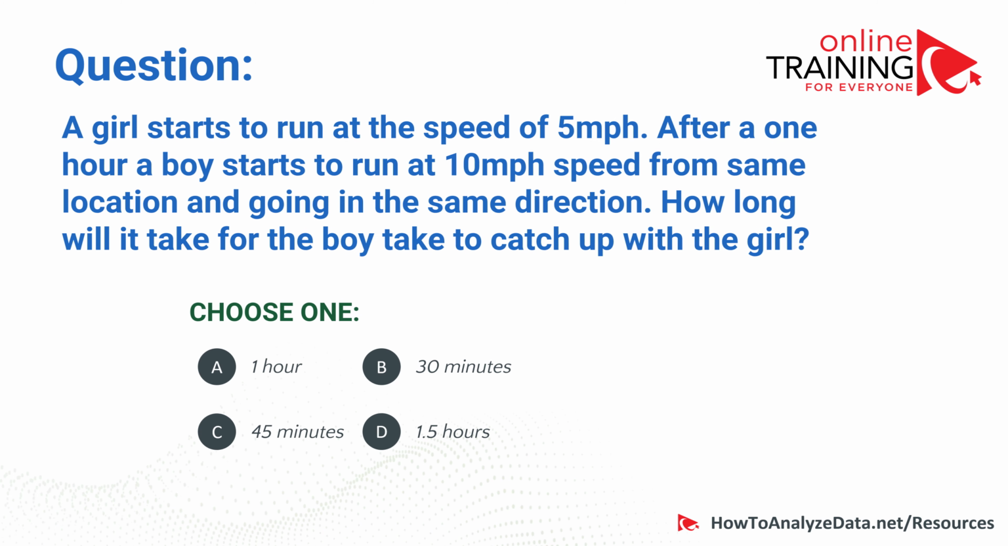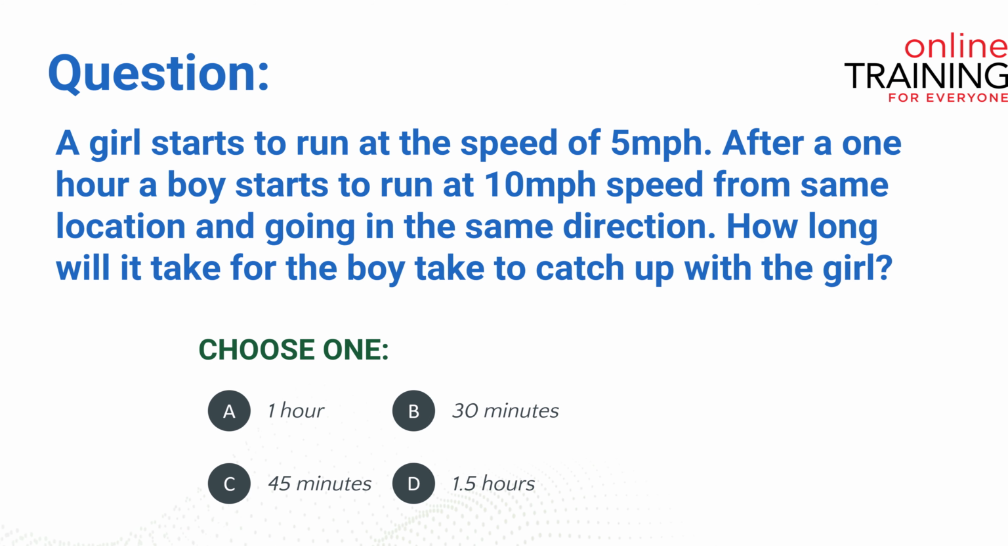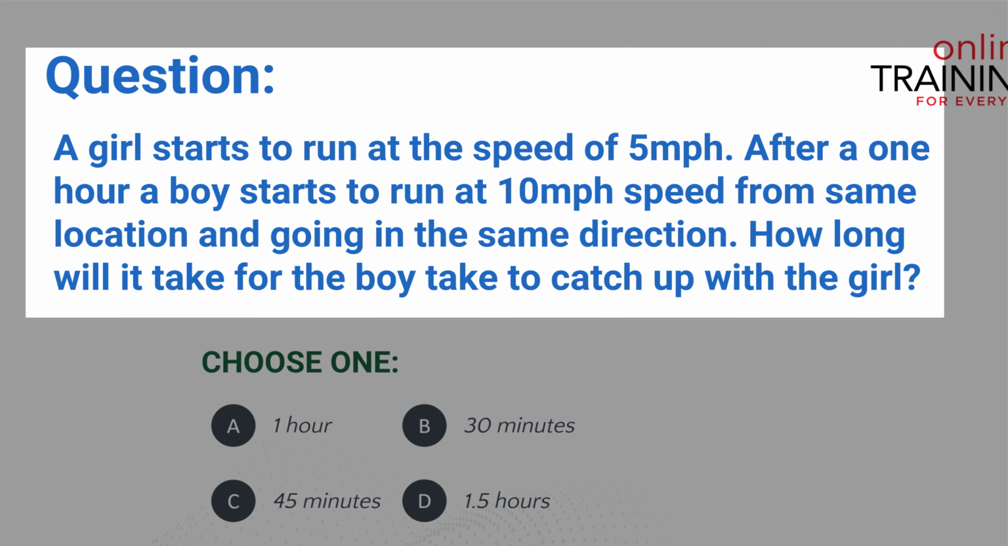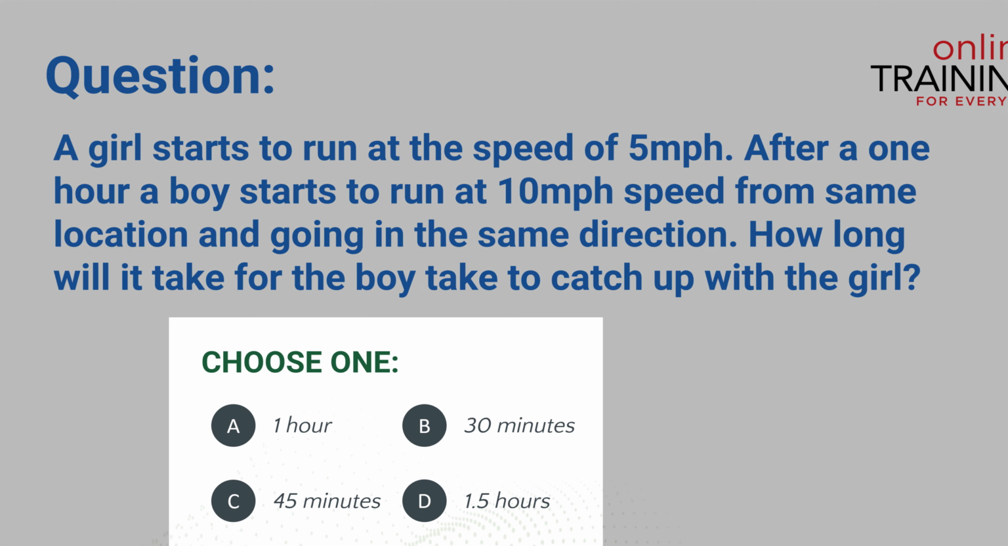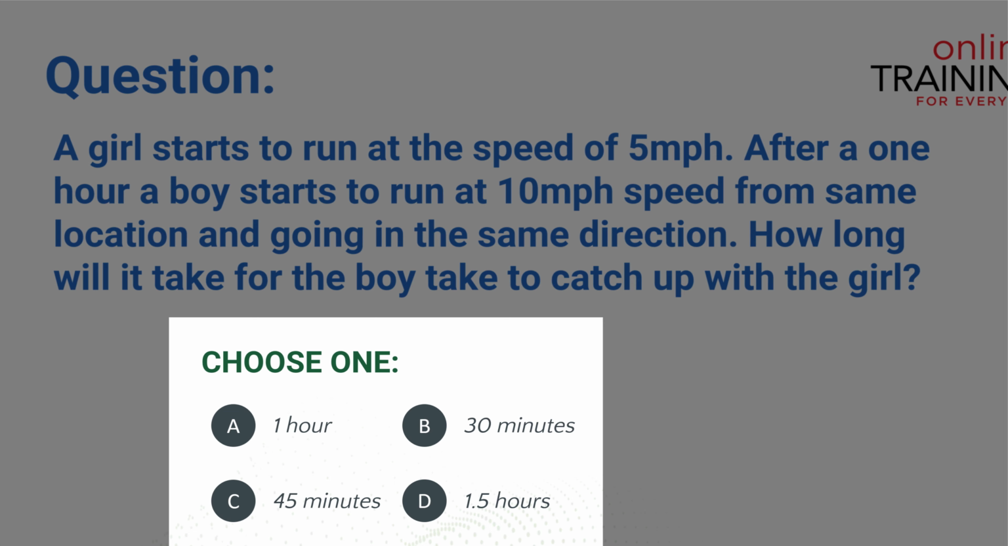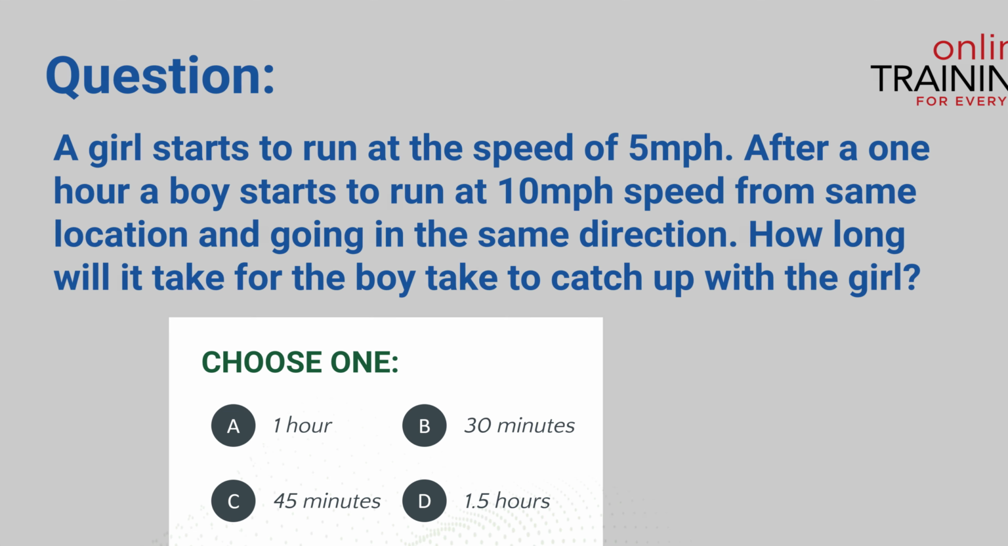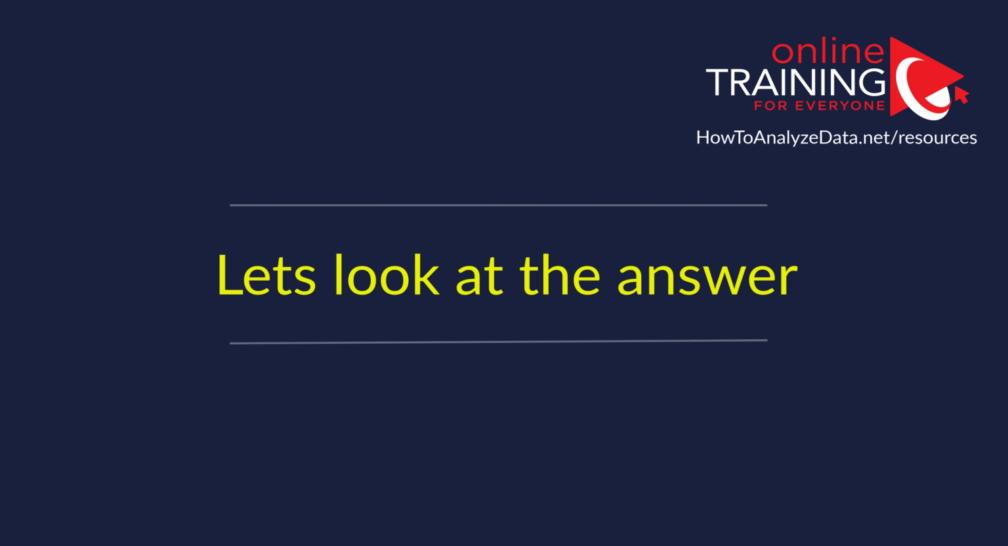Now let's look at the question, which tests your knowledge of numerical reasoning. A girl starts to run at the speed of 5 miles per hour. After 1 hour, a boy starts to run at 10 miles per hour from the same location and going in the same direction. How long will it take for the boy to catch up with the girl? And we have 4 choices here: 1 hour, 30 minutes, 45 minutes, 1.5 hours. What do you think is the right choice?